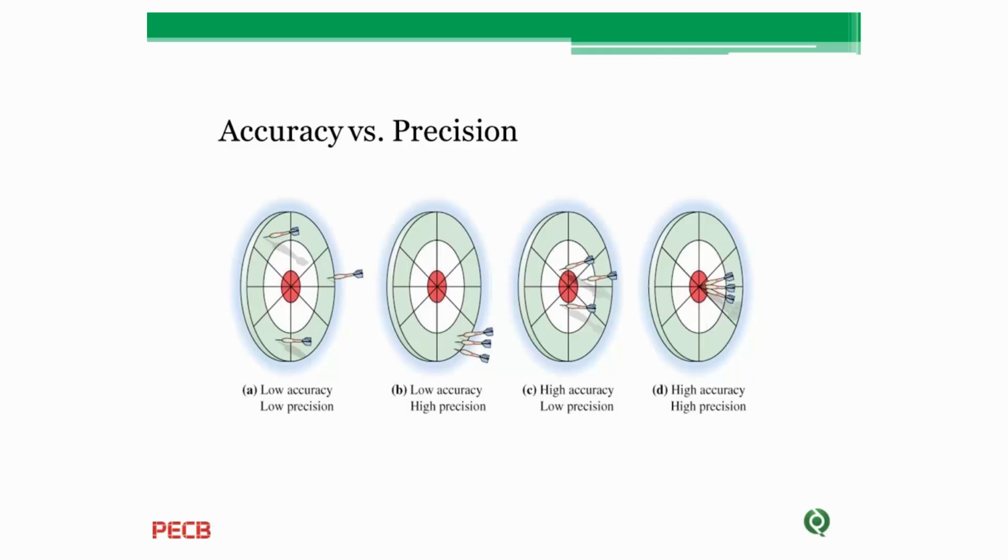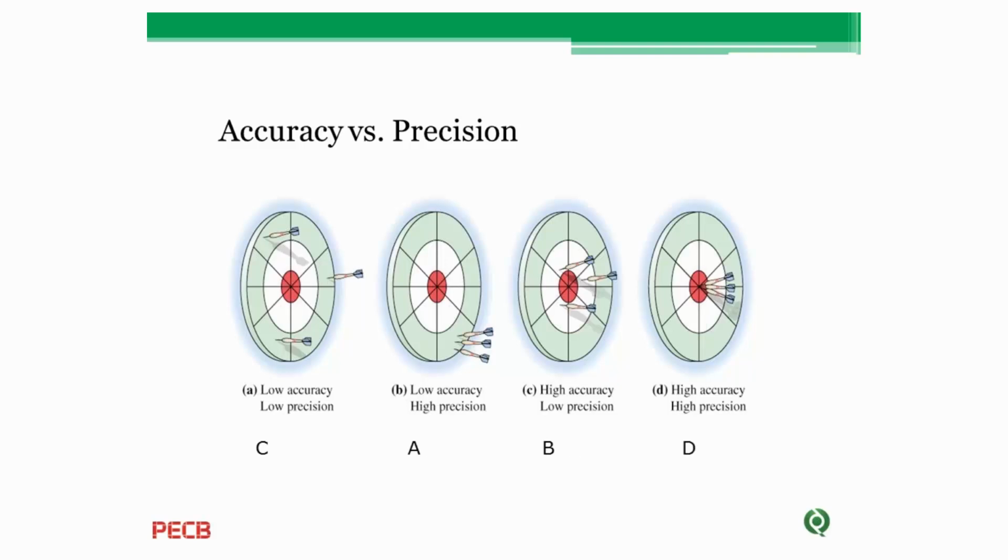But in item B, we see that the points are close to each other. So we have a good precision, but the accuracy is low because we see a systematic difference from the target. Case C, high accuracy, low precision, and case D is the perfect situation. Good accuracy and good precision in the laboratory.